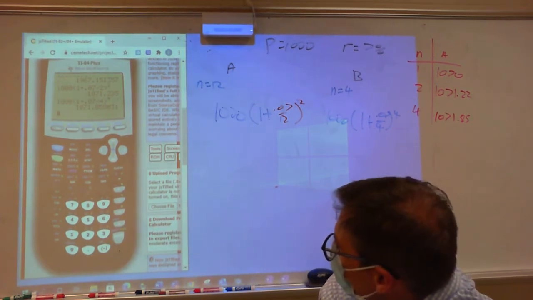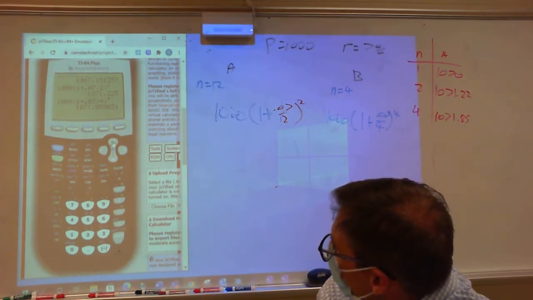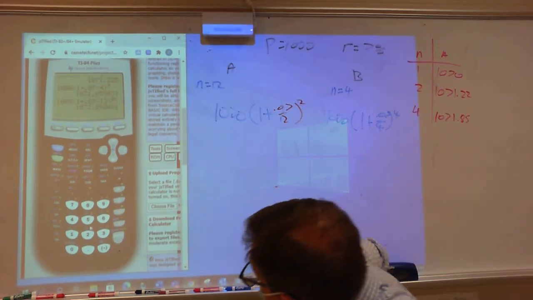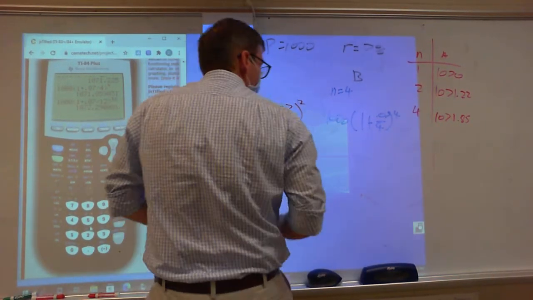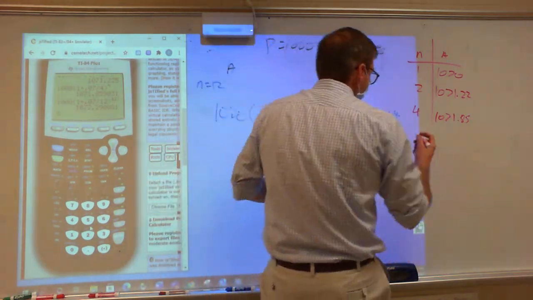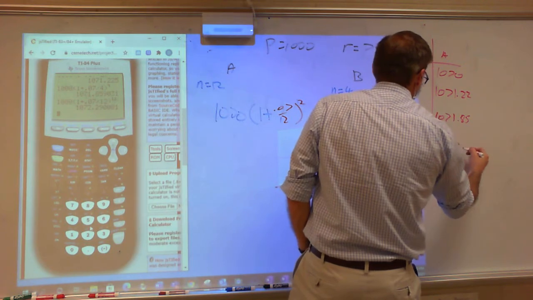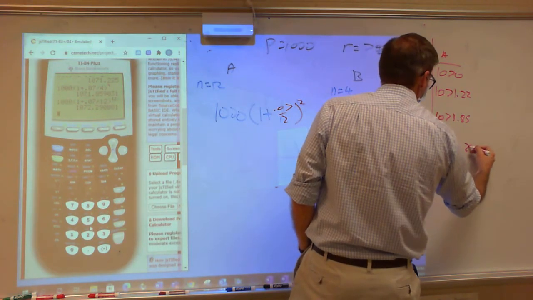I guess I'll do the same thing. All right, so you can scroll up, get the previous answer. I'll make that a 12. Make that a 12. Press enter, and hopefully we get a little bit more money. And so when n equals 12, we get $1,072.29.